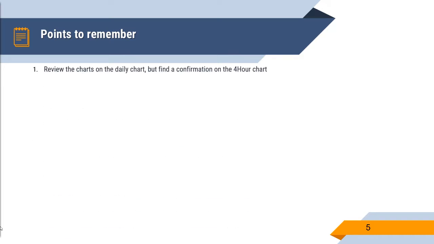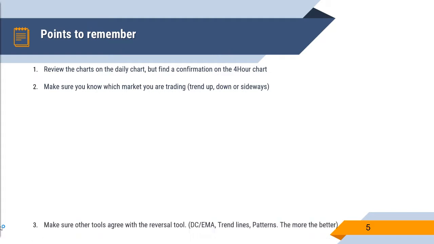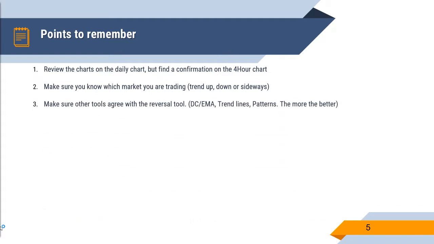1. Review the charts on the daily chart, but find a confirmation on the 4-hour. I explained why in the video. 2. Make sure you know which markets you're trading. Are you trending up? Are you trending down or sideways? 3. Make sure other tools agree with the reversal tool: the DC, EMA, trend lines, patterns. The more, the better. Okay? The more indications you have of a specific move happening, the better.